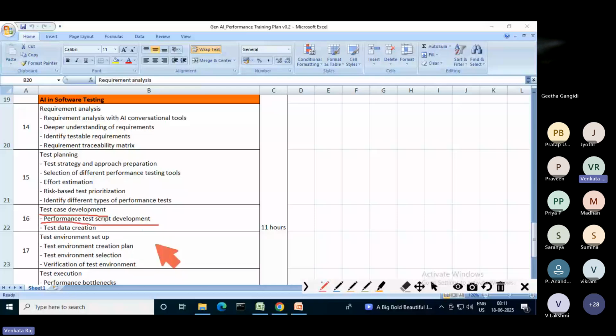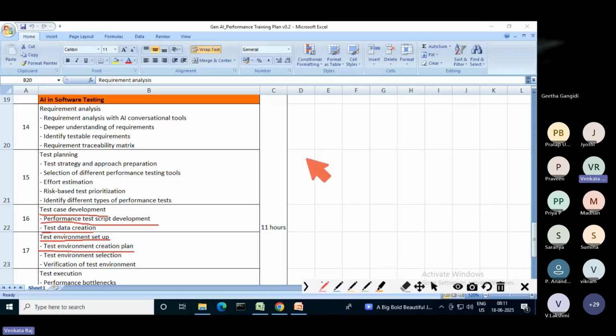This is a big headache for the performance testing team, right? So using AI, we can create the test data also, guys. Clear, everyone? Next, test environment setup. What should be the test environment creation plan, like the performance test bed? Whenever you're going to create the performance test environment, what kind of test environment needs to be set up?